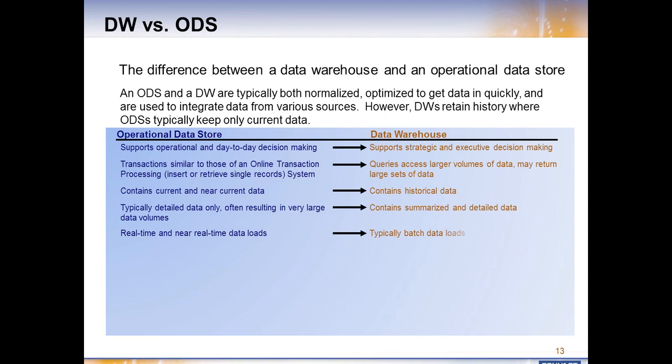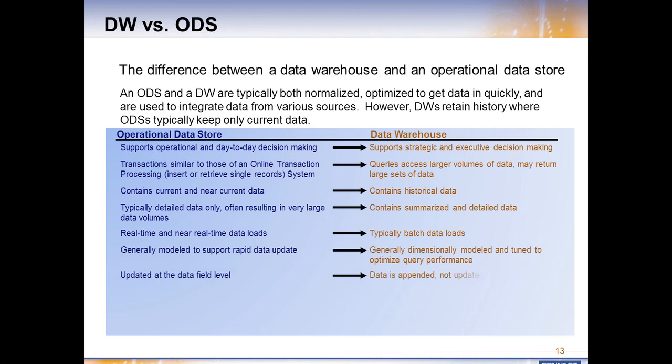The ODS contains current or near current data, and a data warehouse could have current data, but it's also going to have historical data. Typically, the ODS is only going to have the detailed data, whereas a lot of the data in a warehouse can be summarized. Because of its structure, it's going to use current data, and can have something near real-time as far as data frequency goes, whereas with a data warehouse, most of the time, there's exceptions, but usually it's generally modeled.